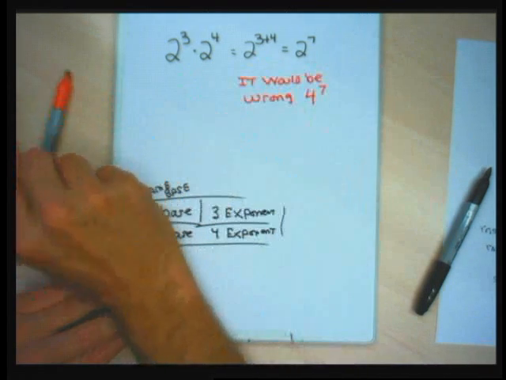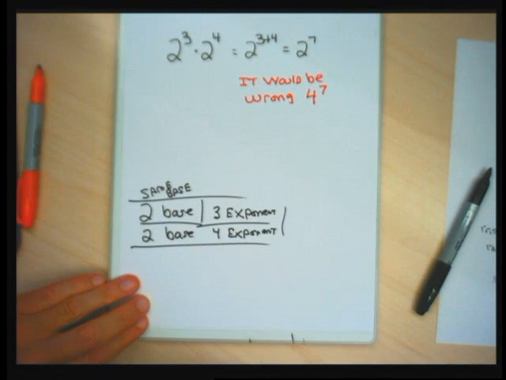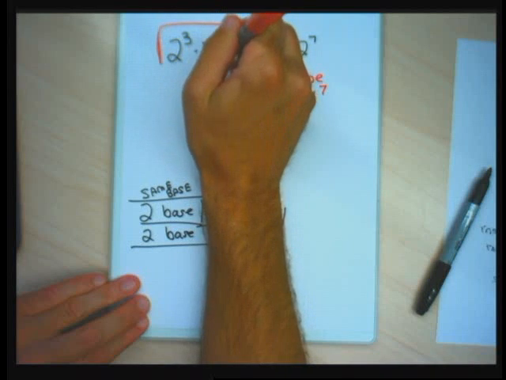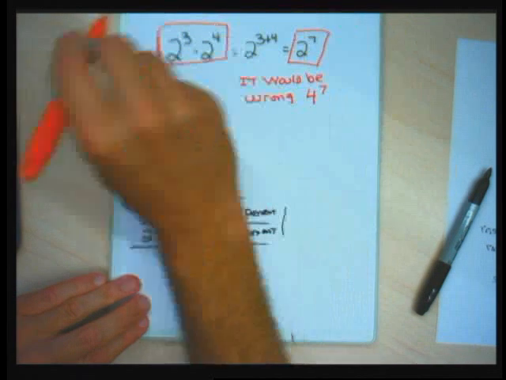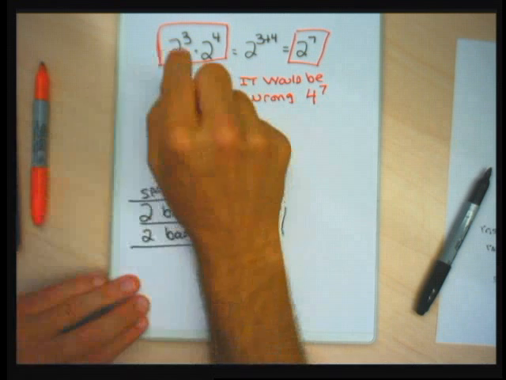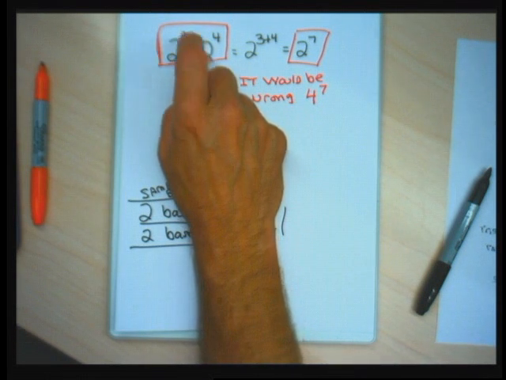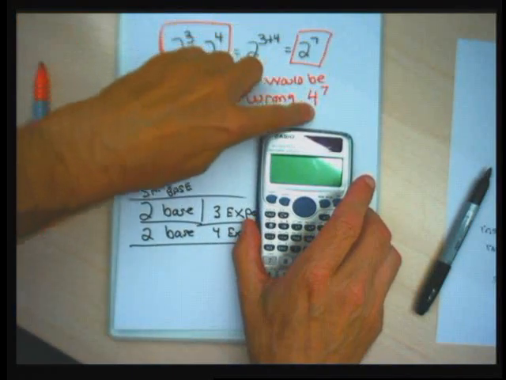A wrong answer would be to write 4 to the 7th power. The nice thing about dealing with numbers is it's easy to check my answer, because I can take the original problem, put it on my calculator, figure out what it equals, and take what I think the right answer is, put it on my calculator, and see if I get the same result. With the x's, I didn't really need the times sign between the x's, but with the numbers, I should put the times sign between. Otherwise, my calculator might get confused. So I'll show you that these are equal, but 4 to the 7th isn't.